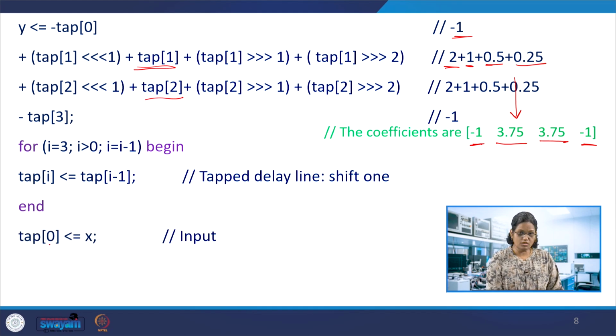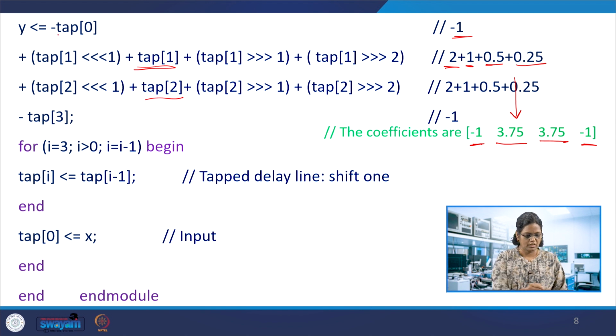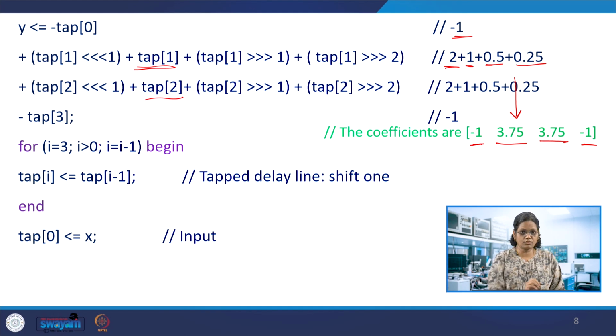So, x is fed to tap 0, you can see that x, the input, is given to tap 0, and this x will keep moving in the next cycle and the next cycle, and so on. So, this is end, in the end module. We have taken care of the additions here, the whole addition of the filter structure, computing y is taken care of here, and multiplication is also taken care of with the taps only. And movement from one to another is through the for loop.